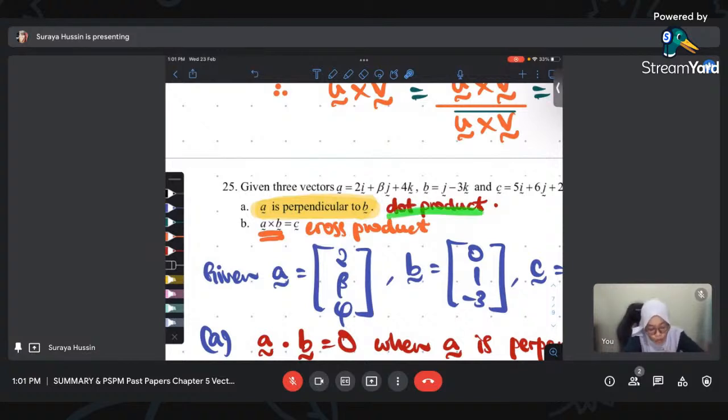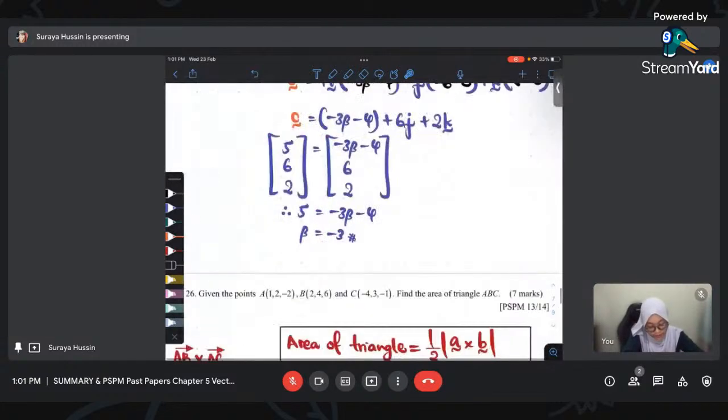Jadi better tulis dulu formula dot product, formula cross product macam mana. You kena kreatif lah. Nak keluarkan idea tu, you kena kreatif dalam exam. Okay? Kena tenang, keluarkan idea sebelum menulis. Macam buat karangan, keluarkan idea, rangka dulu, kan? Okay, ni nanti kamu boleh fikir sendiri.